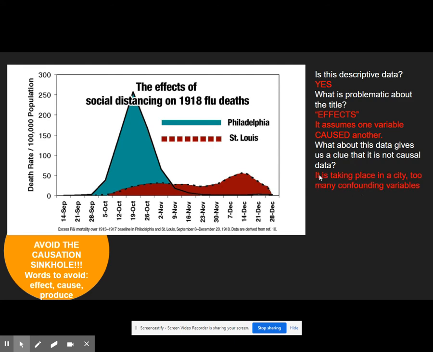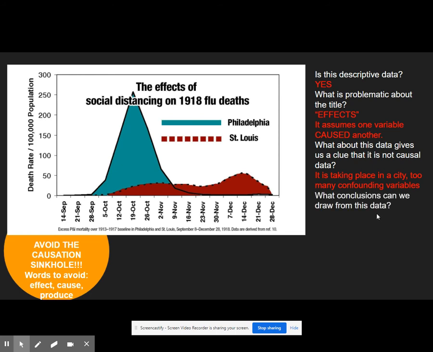So we know that it can't be causal because when we do a little bit more investigation, this is taking place in a couple of cities. There's too many confounding variables to say the effects of social distancing on deaths. Now, I'm certainly a proponent of social distancing, as any person who has any knowledge of disease spread would be. However, it's really ineffectual to title this graph this, right? So this doesn't make any sense.